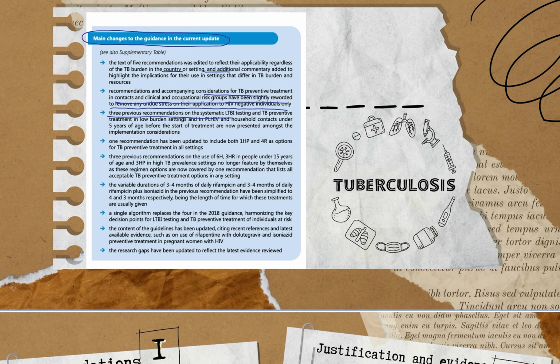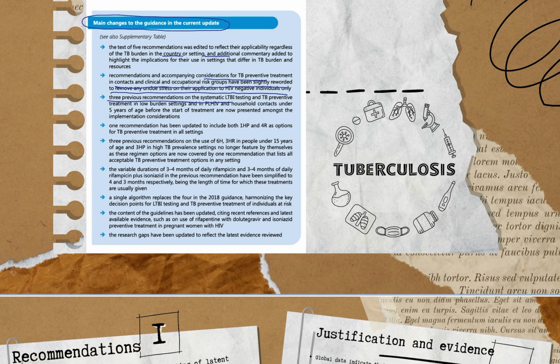with HIV and household contacts under 5 years of age before the start of treatment are now presented amongst the implementation considerations. One recommendation has been updated to include both 1 month of isoniazid and rifampicin and 4 months of rifampicin as an option for TB preventive treatment in all settings.